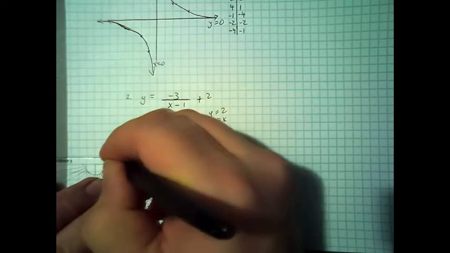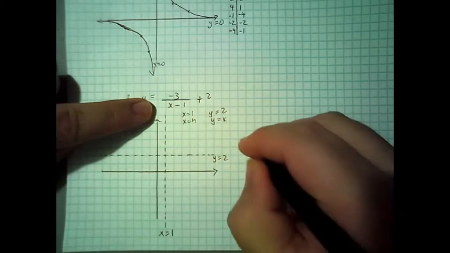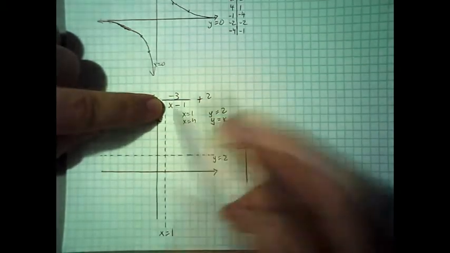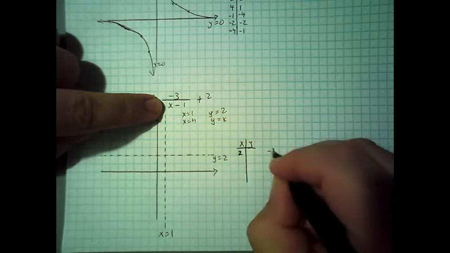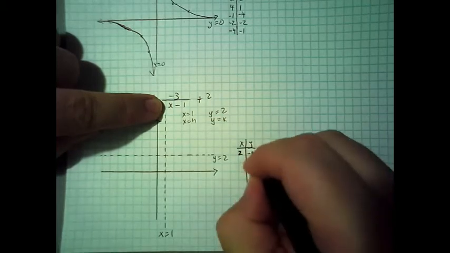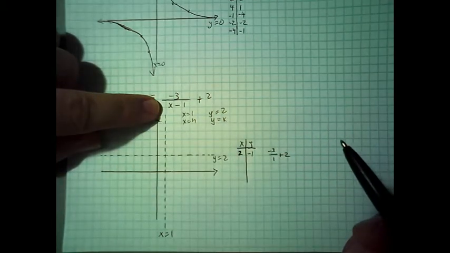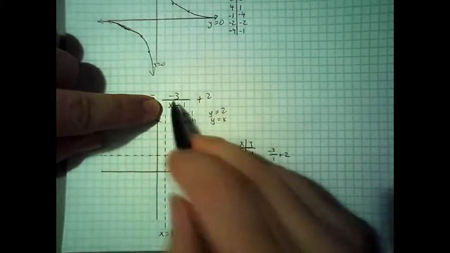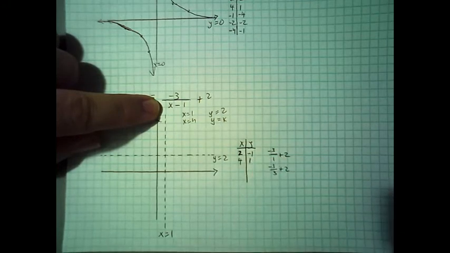Draw this all the way over. Now we just need a few points. Again, pick your points strategically and you'll have an easier time of it. Things that divide 3 nicely are 1 and 3. So I'd like to make the bottom 1, which I can do by sticking in 2. That gives me -3 over 1 plus 2. -3 plus 2 is -1. If I also want the bottom to be 3, I can get that by sticking in 4. 4 minus 1 is 3. So -3 over 3 plus 2 is -1 plus 2 is 1.